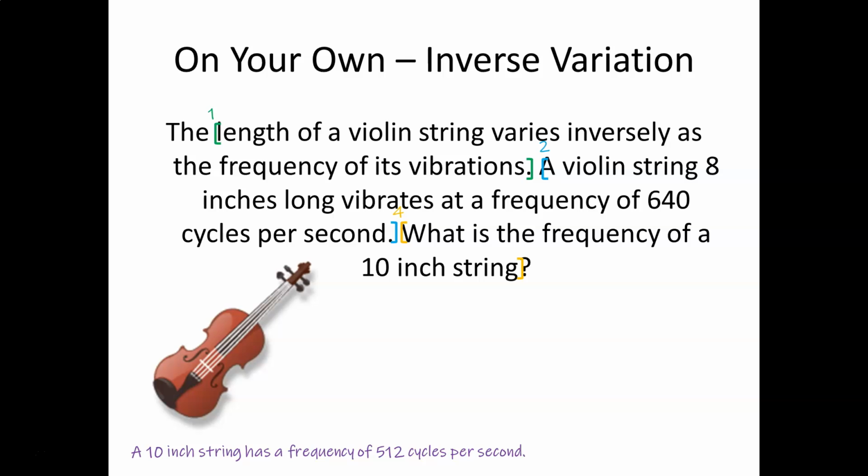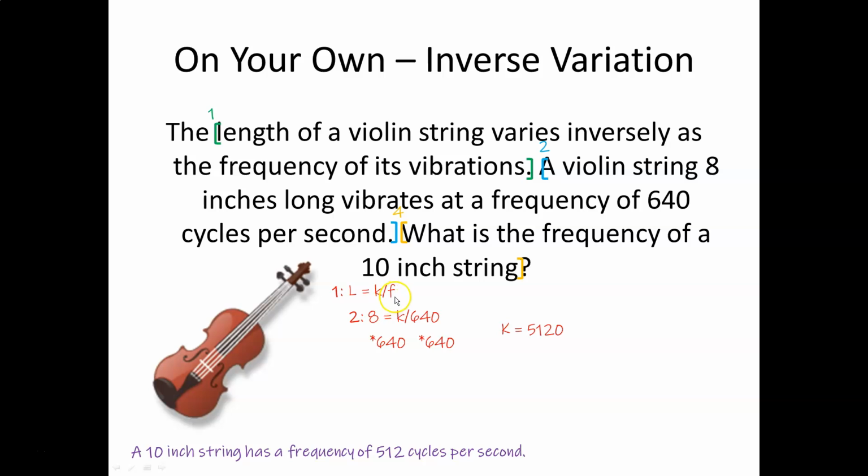A 10-inch string has a frequency of 512 cycles per second. So we get that by saying, okay, in 1, it says the length of a violin string varies inversely as the frequency of its vibrations. So length varies inversely as the frequency of the vibrations. Then we do 2. A violin string 8 inches long vibrates at a frequency of 640 cycles per second. So they gave us the length and the frequency. So we need to find K, which is what we did here, and we found K is equal to 5,120.